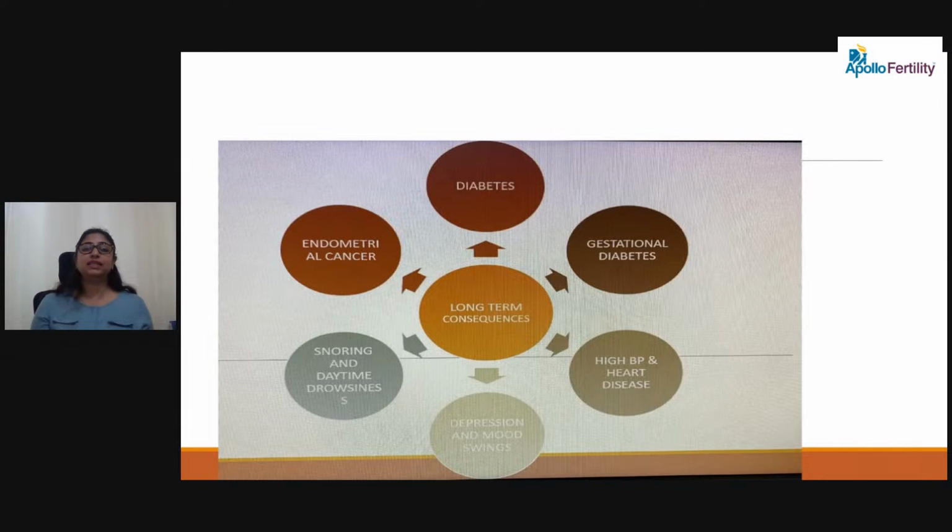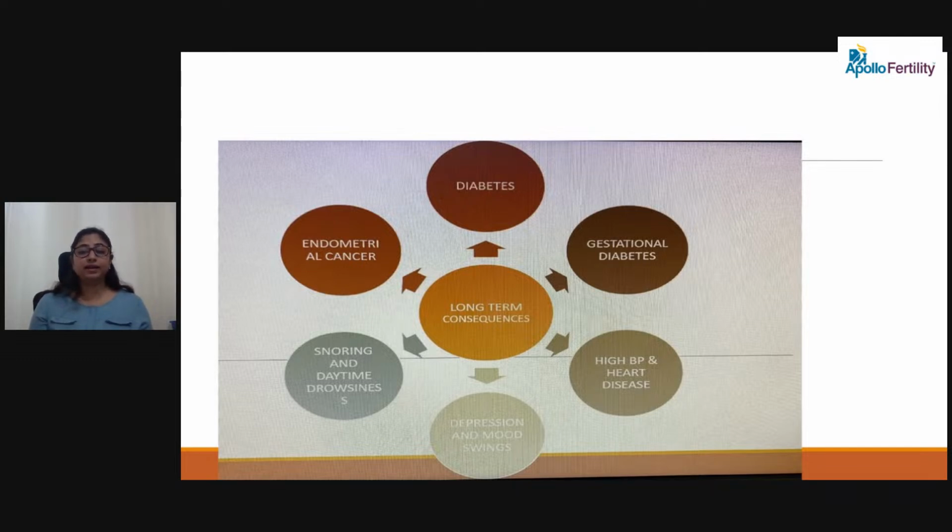Another effect is gestational diabetes, which is diabetes in pregnancy. Women who have PCOS tend to have diabetes in pregnancy. Hence any woman having PCOS will be checked for diabetes in pregnancy. If they don't have diabetes, we'll check at around 24 to 28 weeks to look for its presence. So a blood sugar test will be done for them.